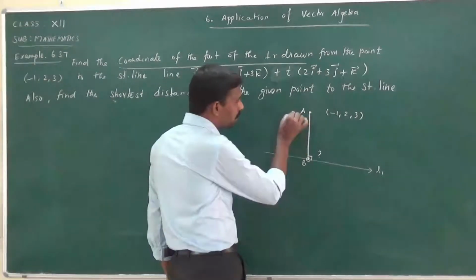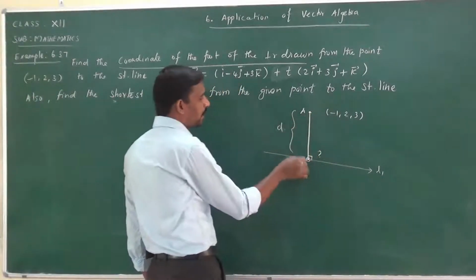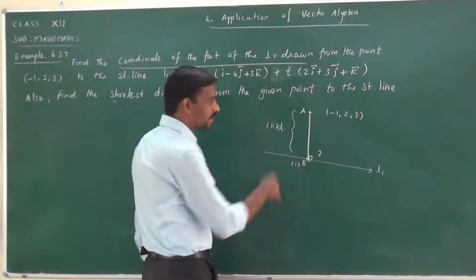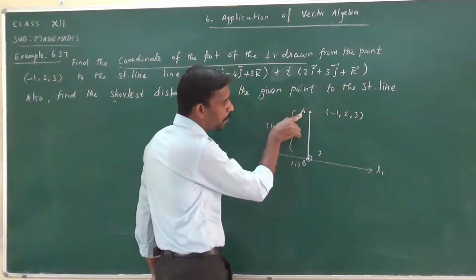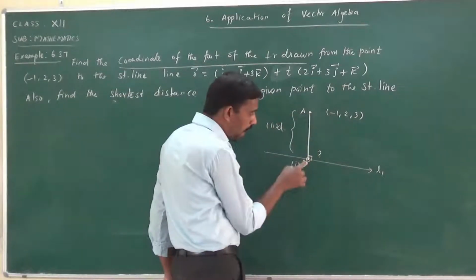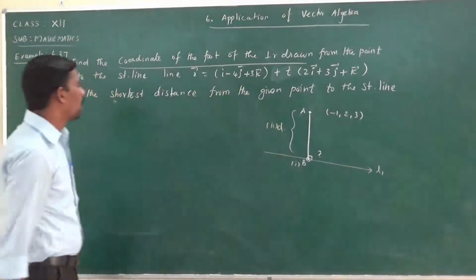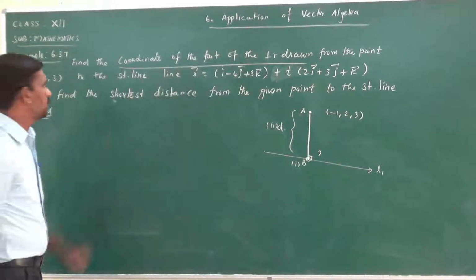Now this is the first question. Second question, the distance between a point and a line. This is the second question. So first question, what is the B? The second question, what is the distance between these 2 points, the point minus 1, 2, 3 and the foot of the perpendicular line? Okay? Right. So now solution. So this is the given line, isn't it?